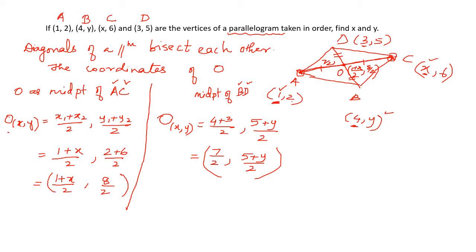Now from this, if it is the same point, what do you understand? The x terms have to be equal, and the y terms also have to be equal. So what is abscissa?